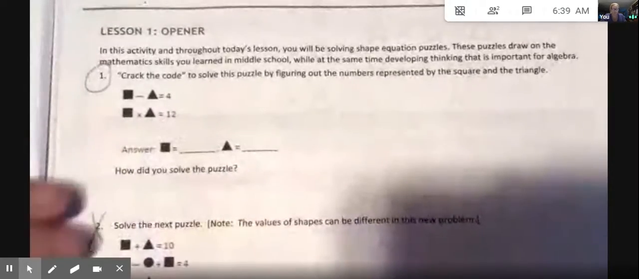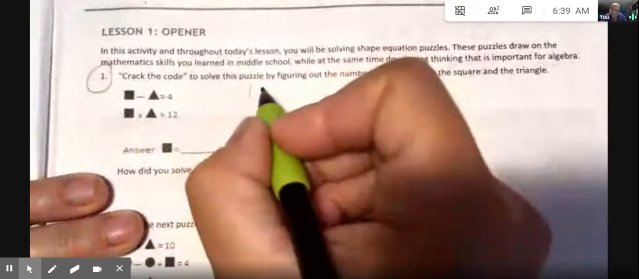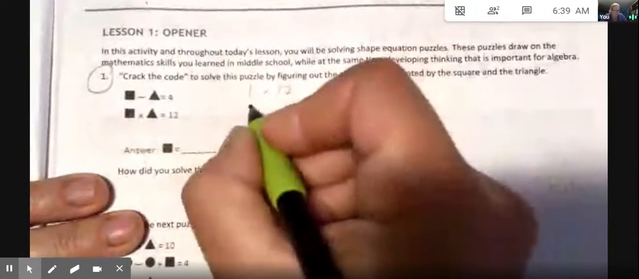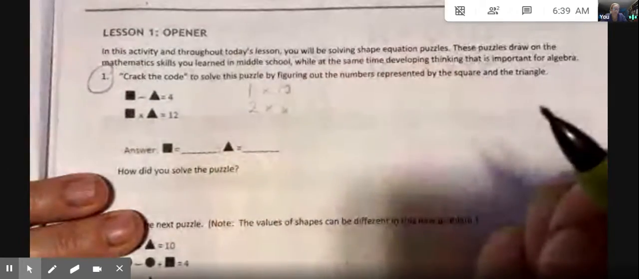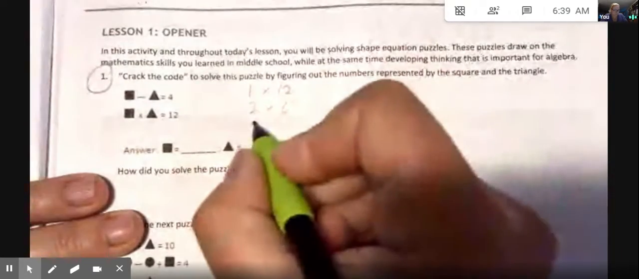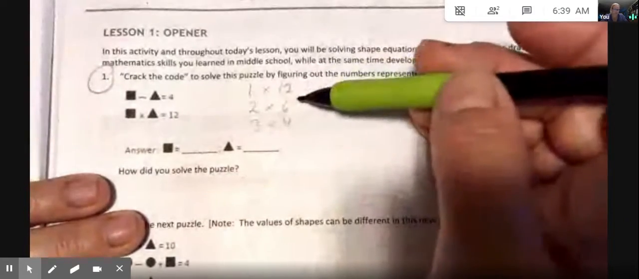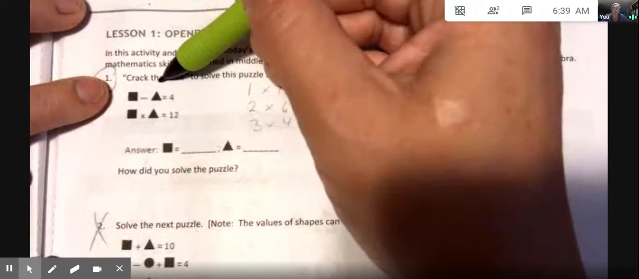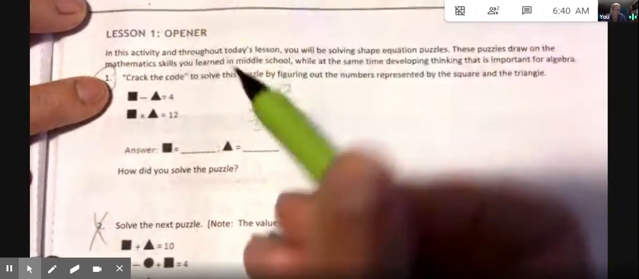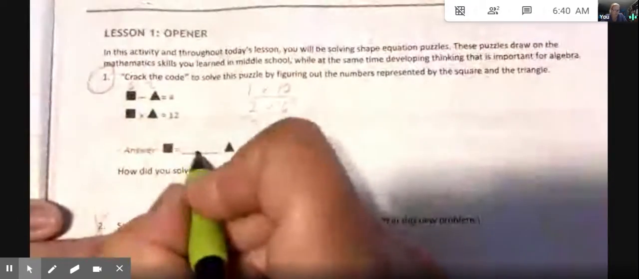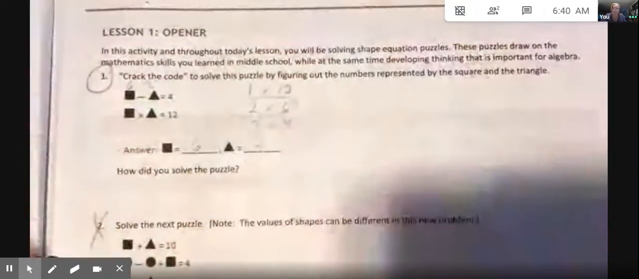Something times something gives us 12. So we know that 1 times 12 gives us 12. And we know that 2 times 6 gives us 12. And we also know that 3 times 4 gives us 12. So you've got to ask yourself, which of these numbers could we use to subtract one from the other to get to 4? We could use 6 and 2. So square is 6, triangle is 2.